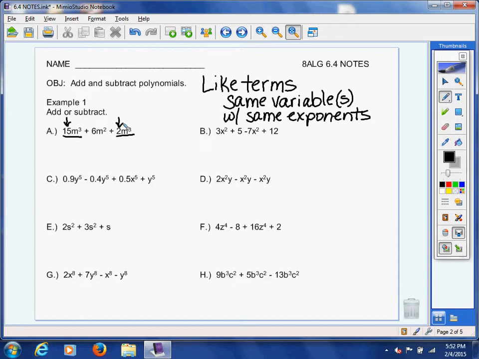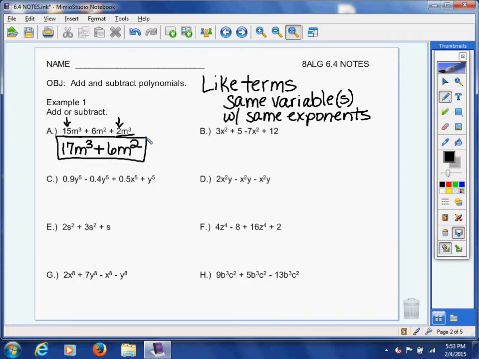17. We have 17 m to the thirds. And then you just drop down the other term. These are not like. You can't add unlike terms together. All you can do is just leave it as it is. And this is your answer. So you combine what you can and drop down what you can't and box it in. Okay? So let's look at letter B.